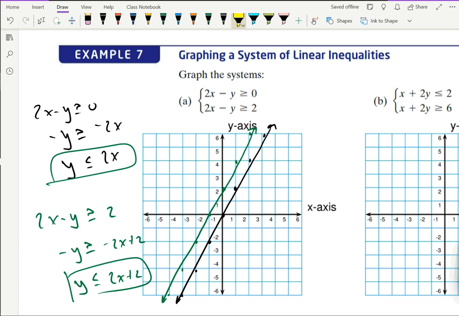Now we need to figure out where we are shading on this one. Okay, so on this one overall, notice that both of these are below the lines. Since I'm below both of them, what's below both then would be this region.